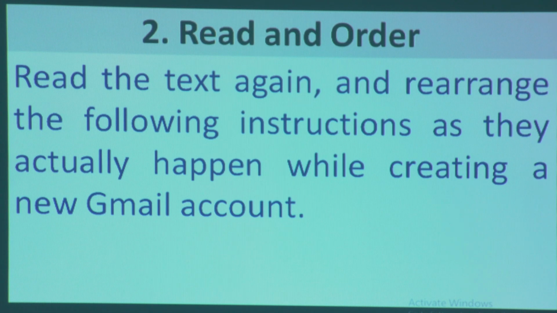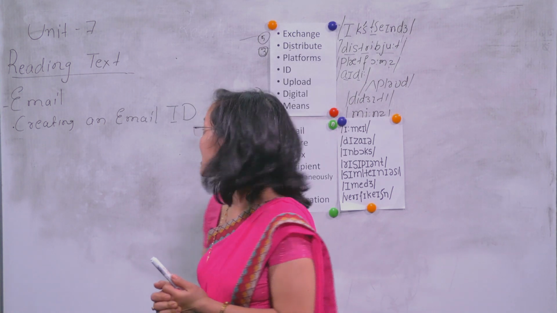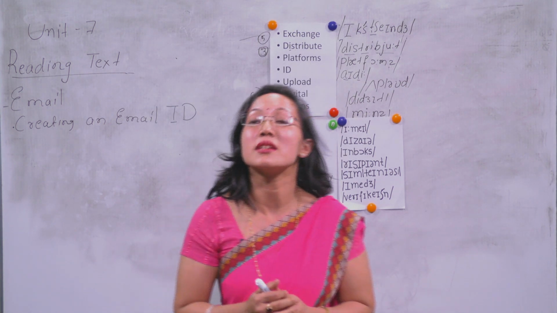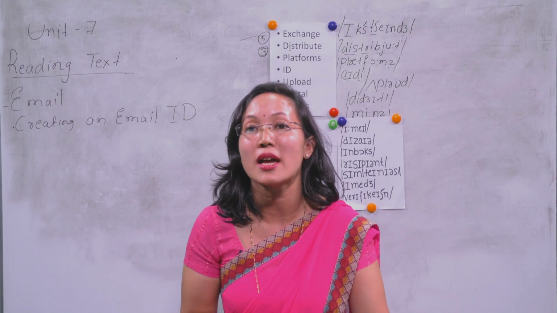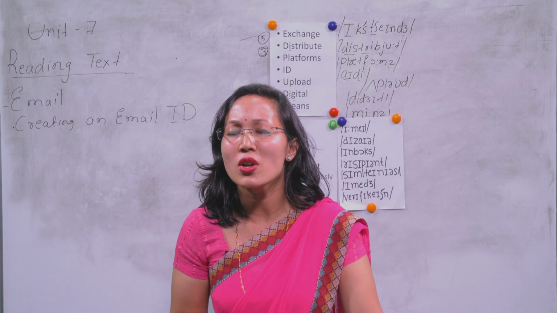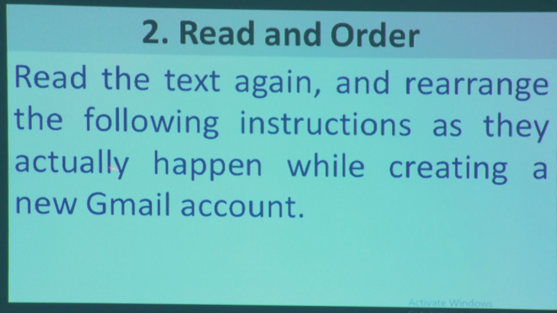So we went through the other reading text that was about creating an email ID. This exercise is related to that. So what does it say? Read the text again. Now you have to go through the text about creating an email ID and rearrange the following instructions as they actually happen while creating a new Gmail account.